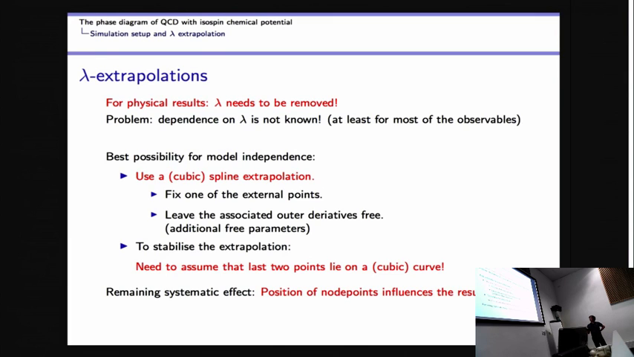So the best thing that we can do is to use a cubic spline extrapolation. That basically means that we are using a spline fit, where we fix one of the outer points to be the point where we want to extrapolate to. Then we try to get the function value at this point. There is one thing we need to assume here. We actually need to stabilize the extrapolation a bit. What we need to assume is that the last 2 points that we have are lying on one cubic part of this curve. There's of course another remaining systematic effect, and that concerns the node points of the spline that we are using, and they will influence the final result.